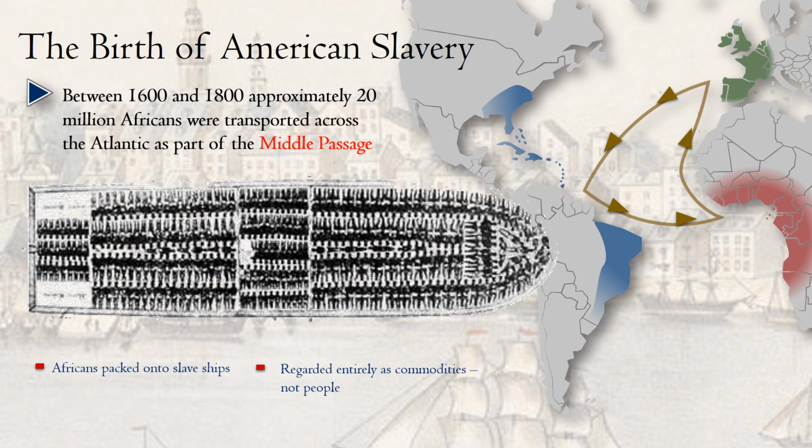These are folks who are commoditized. That is, they are seen as an investment. They're not people to the folks that are transporting them or conducting this horrible trade. They are commodities. And as such, 20% are expected to perish somewhere along the way. Of course, the longer the trip is, the more dangerous it's going to be.